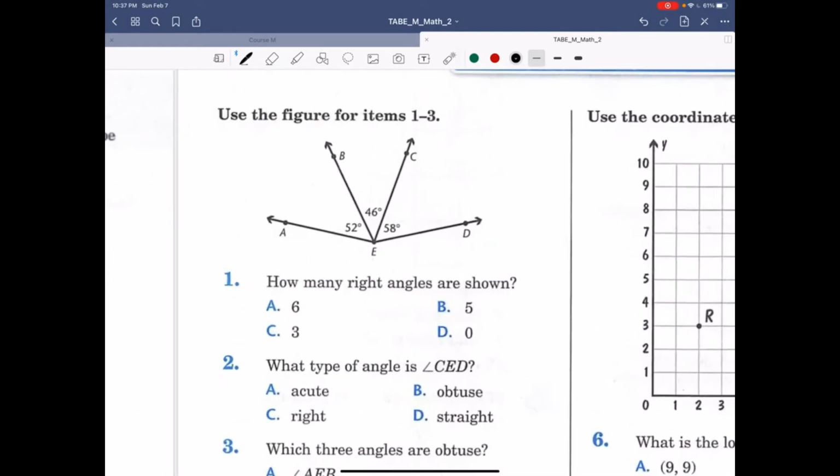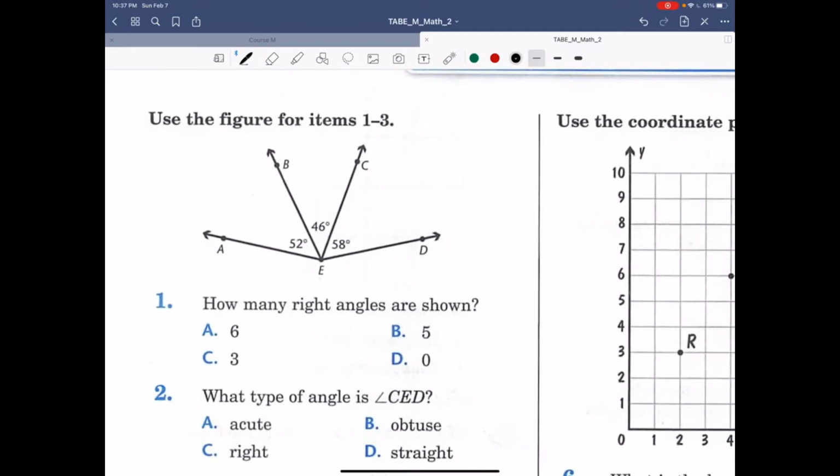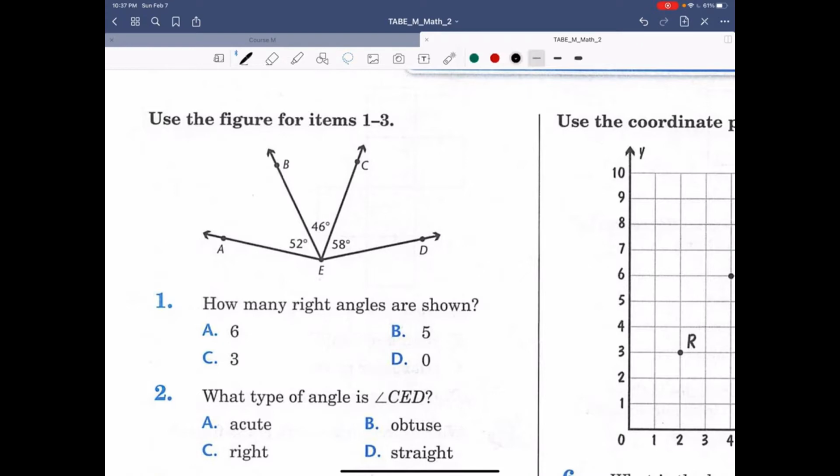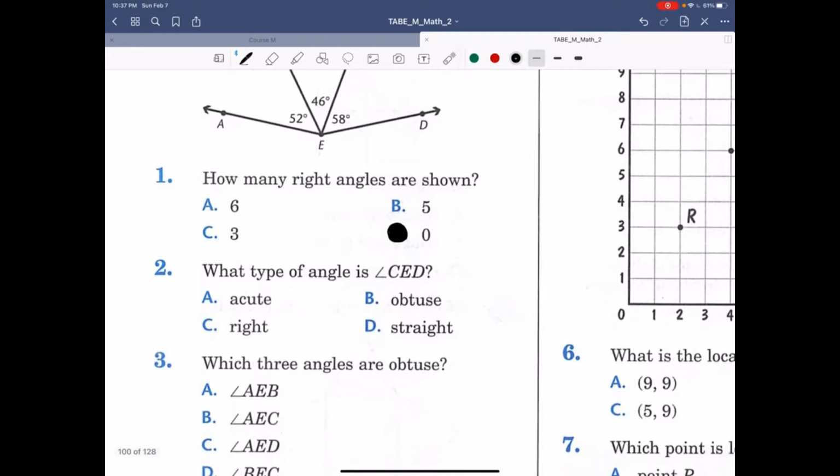Number 1, we are supposed to use this figure for items 1 through 3. So let me just take a snapshot of that, and I'll have that ready if we need it. How many right angles are shown? Right angles are 90-degree angles, so there are 0. Number 1 is D. They're all acute angles. And I just gave it away, didn't I?